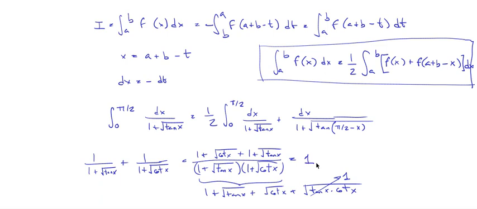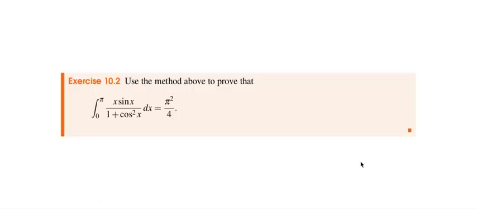This is the integral of 1. Okay, so this is the integral of 1 between 0 and pi over 2. This is pi over 2 divided by 2, pi over 4. And that's it. That's the integral, as easy as that. Okay, well, see if you can solve this integral by using the same method that we have done, and that's the end of this lesson.